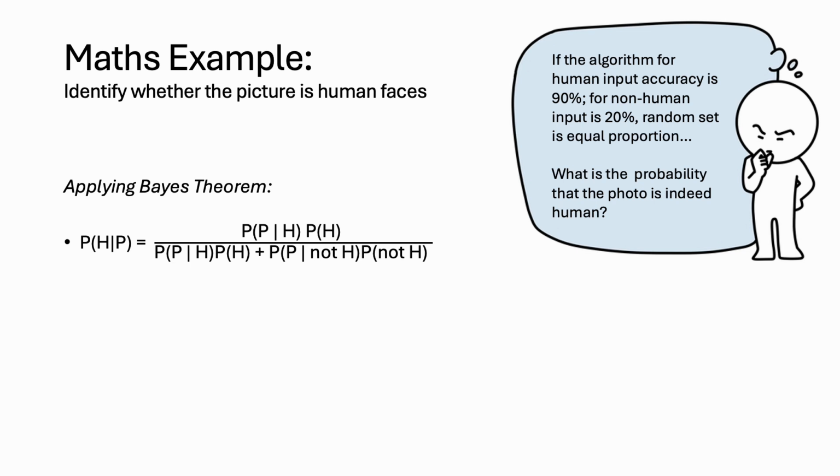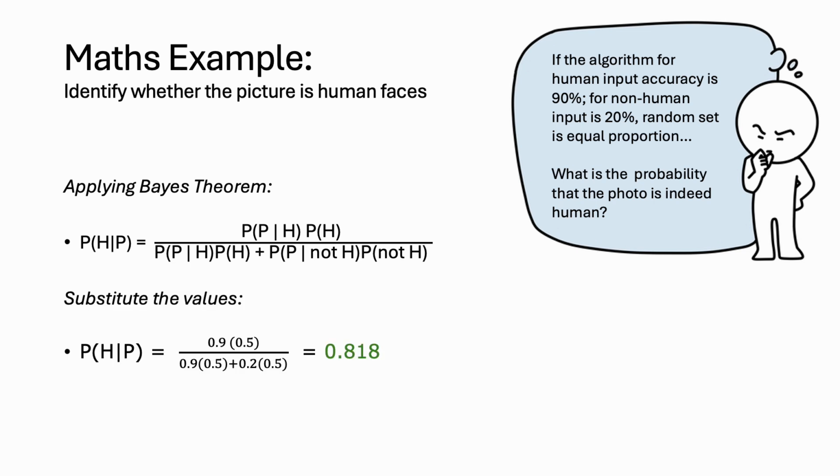Next, we will substitute the values provided. The probability of P given H is 0.9, since there's a 90% chance of identifying the input as human if it's indeed human. Since the dataset has an equal proportion, the probability of H is 0.5. Finally, the probability of P given H complement is 0.2, because there's a 20% chance of misclassifying a non-human photo as human. After substituting these values, we get a probability that the photo is actually human of approximately 81.8%.